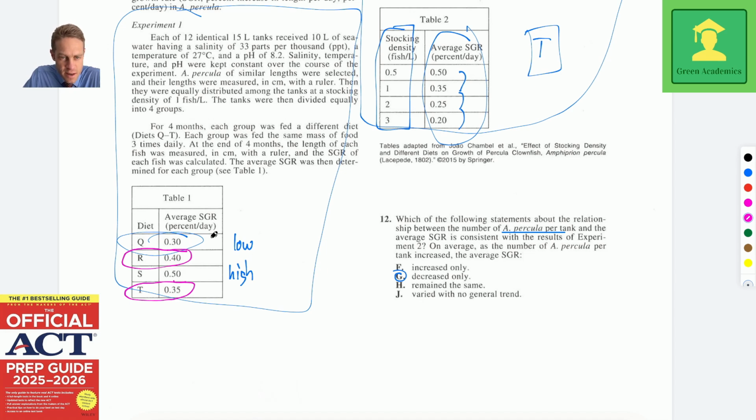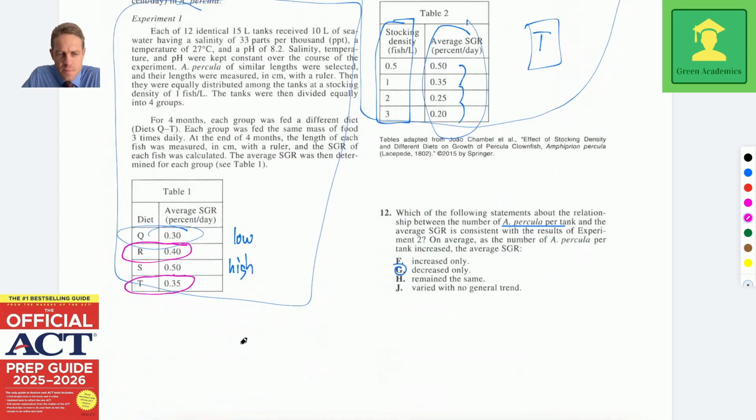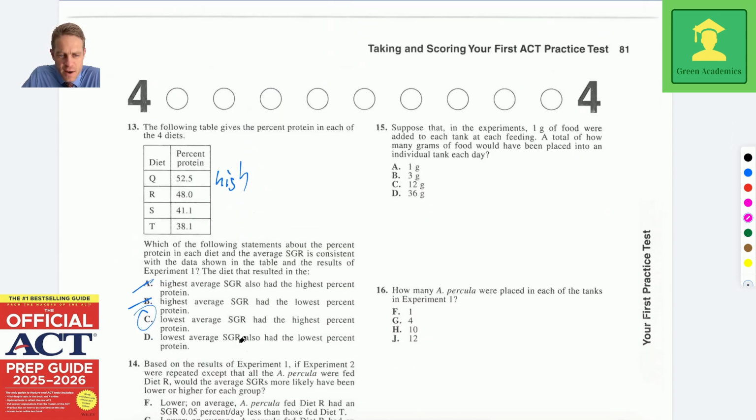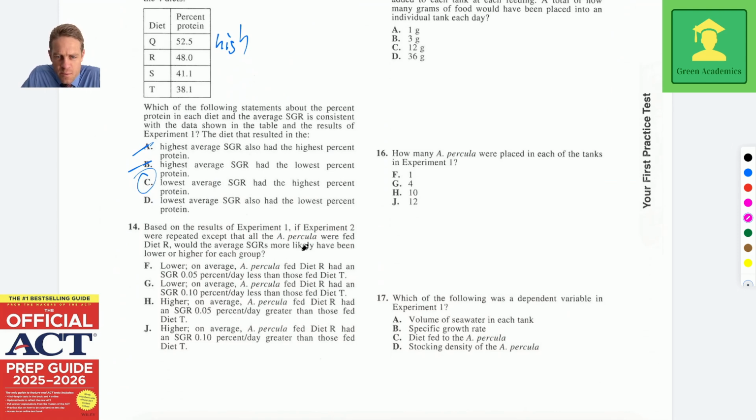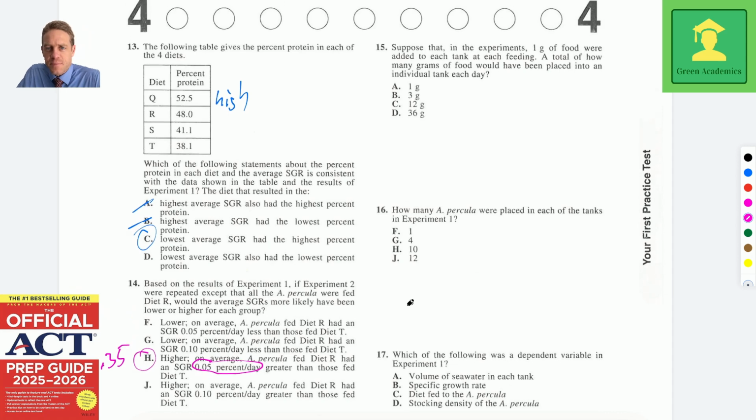The SGR is how much they grow in terms of percent per day. So it would be 0.4 instead of 0.35. Would more likely have been higher, lower or higher. So it would be higher because 0.4 is more than 0.35. So higher had yeah, it's this much higher, right? Because it's the difference between 0.4 and 0.35.